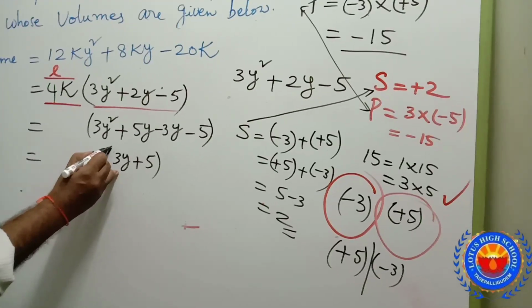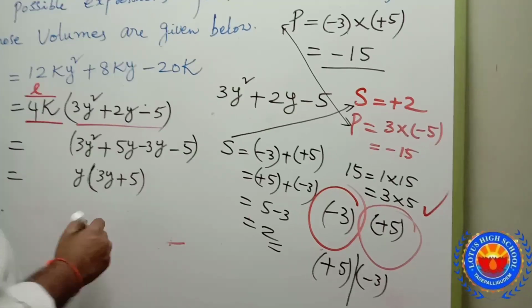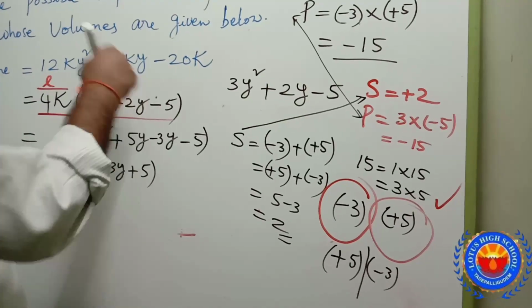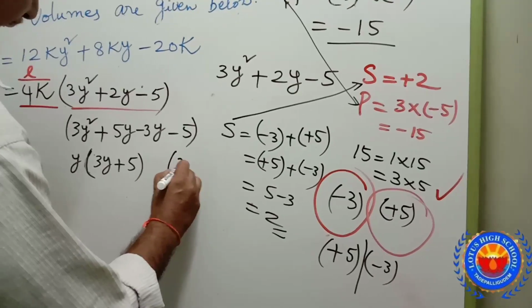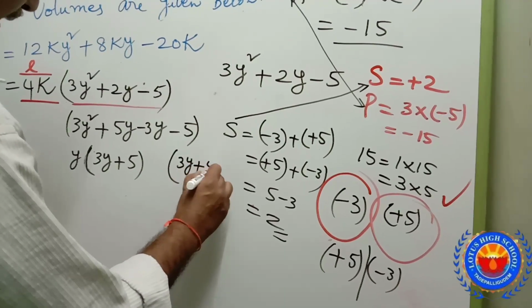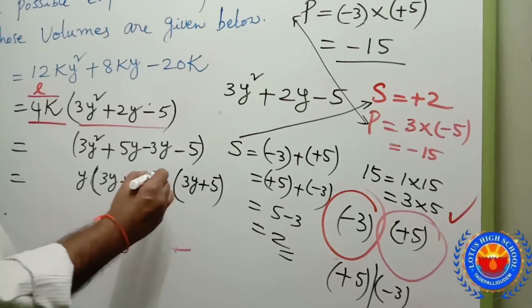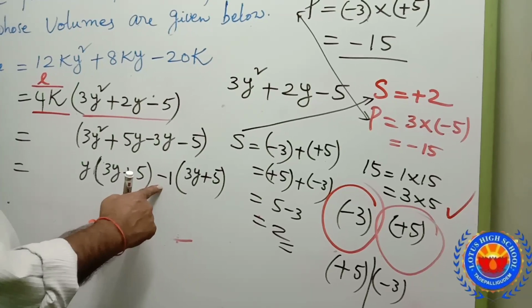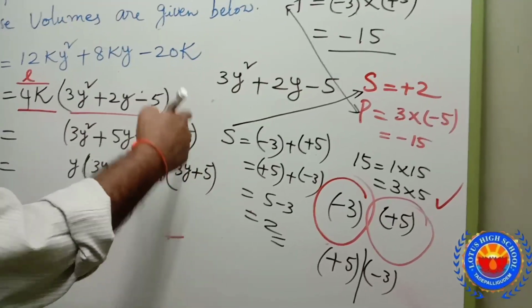If you want, you can check. This is nothing but y into 3y square, y into plus 5 is 5y. Here I am writing as it is. If you want, you can do it many times. I said 3y plus 5. Here I can take minus 1: minus 1 into 3y is minus 3y, and minus 1 into plus 5 is minus 5.